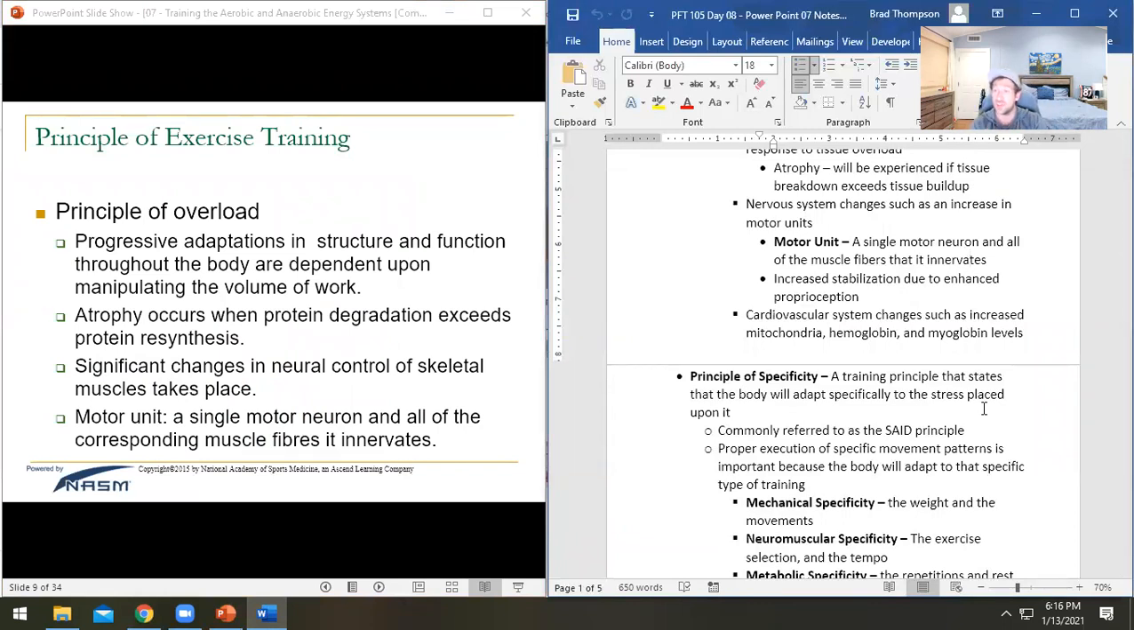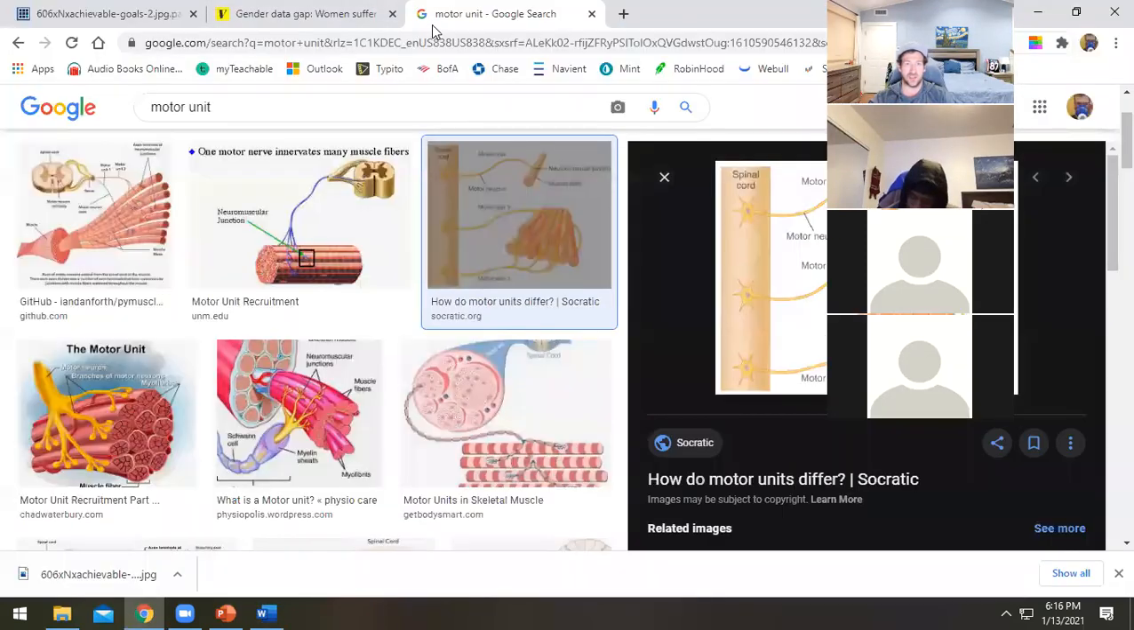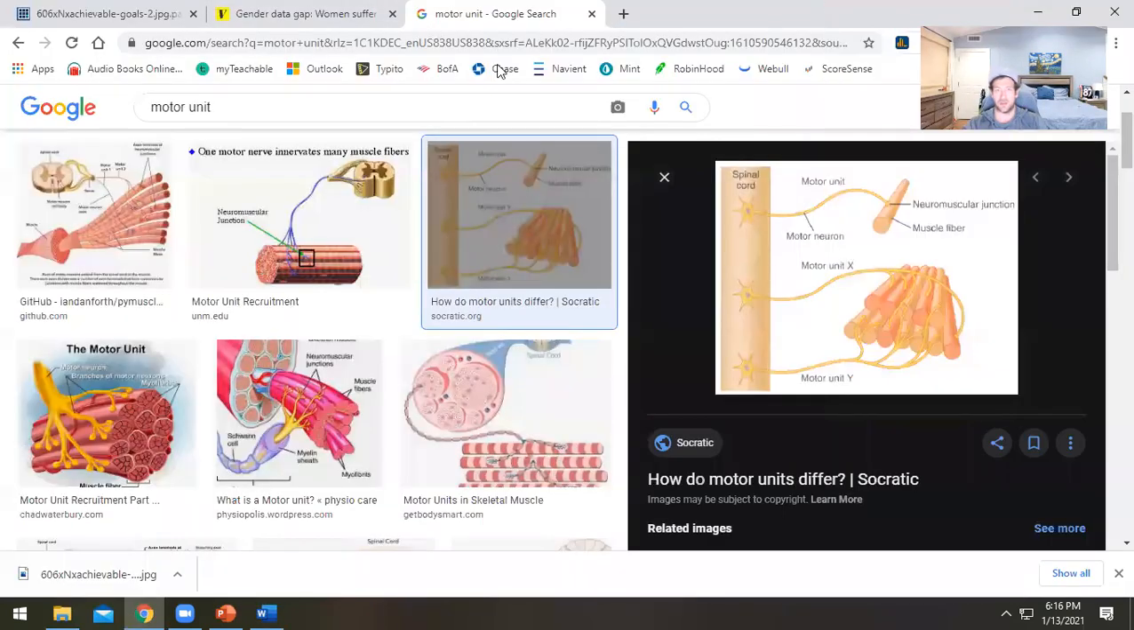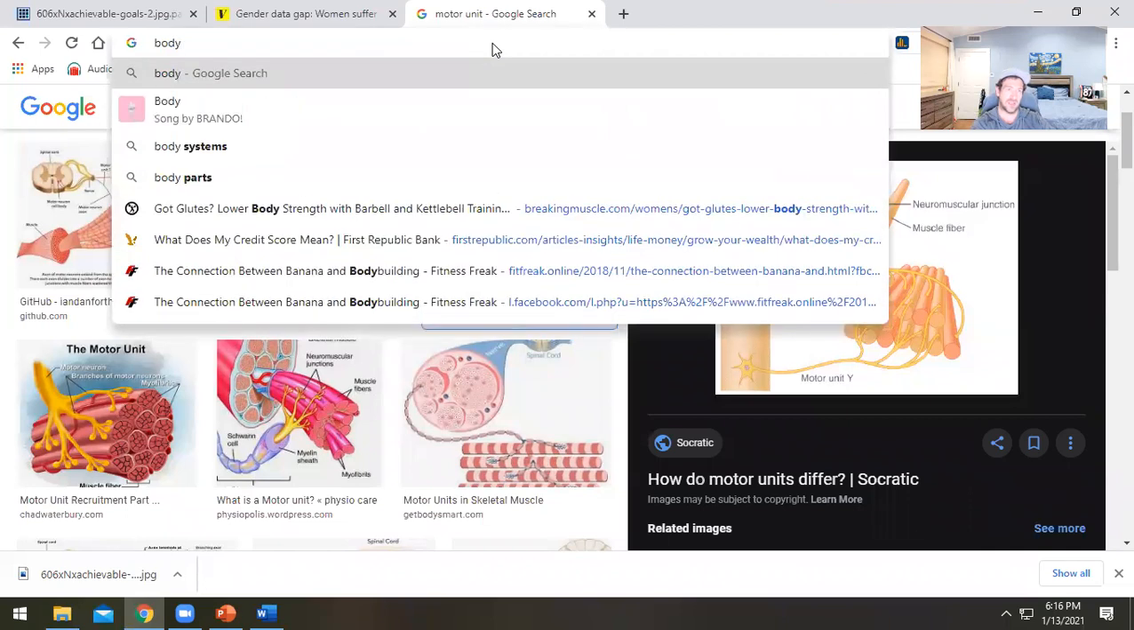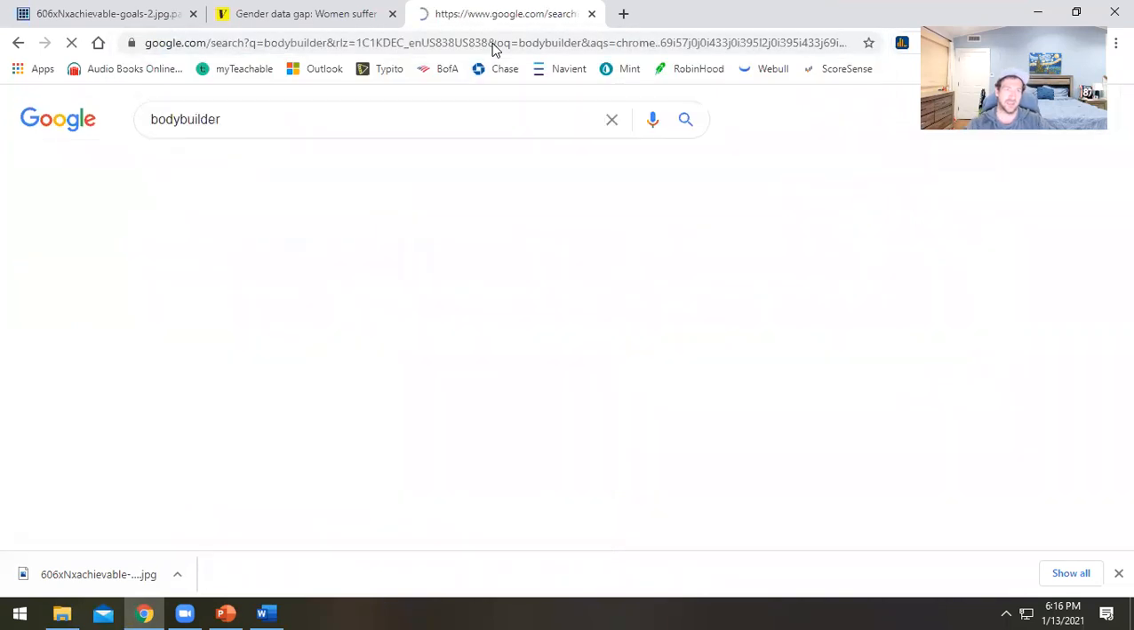Increasing the number of motor units that you can recruit is going to result in massive amounts of strength. In fact, that's one of our biggest adaptations to heavy lifting. This is where you'll sometimes see, let's look at bodybuilders, right? I'm just going to look up a generic bodybuilder here.